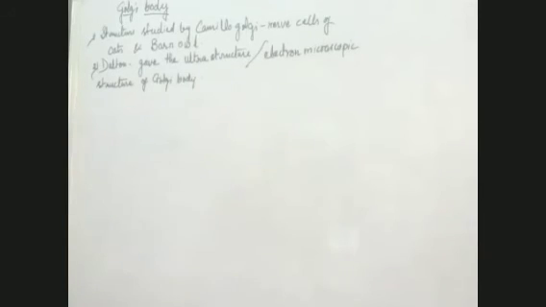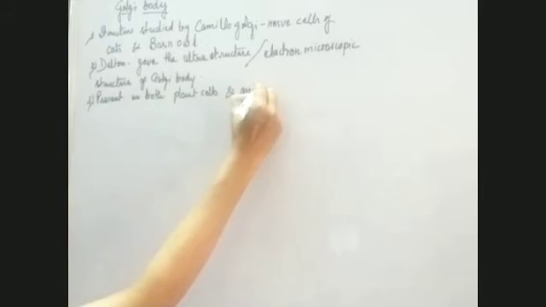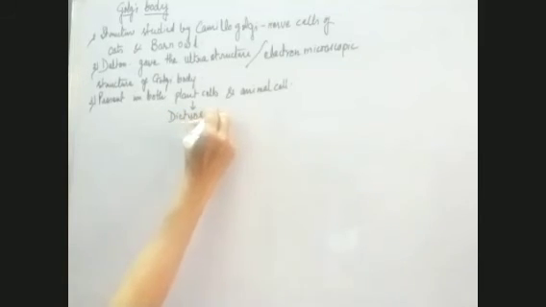Now, the Golgi bodies are present in both plant cells and animal cells. When present in plant cells, they are known as dictyosomes. In plant cells, these Golgi bodies are known as dictyosomes, whereas in animal cells, of course, they are known as Golgi bodies.